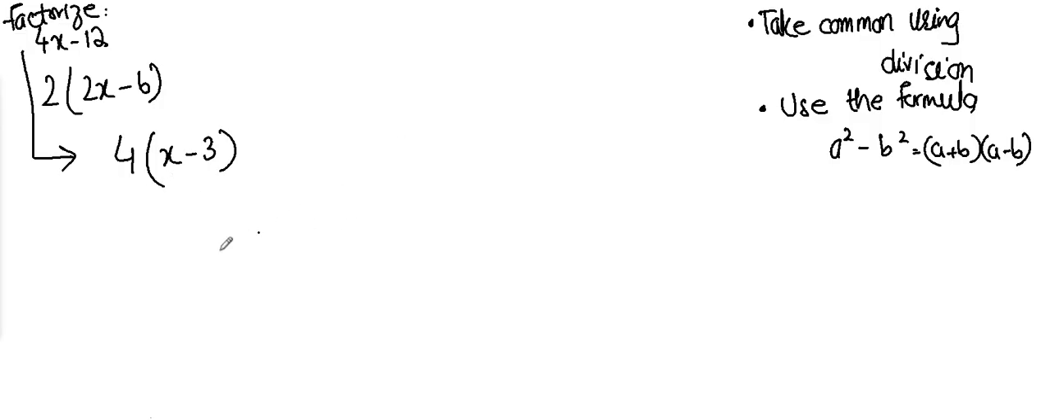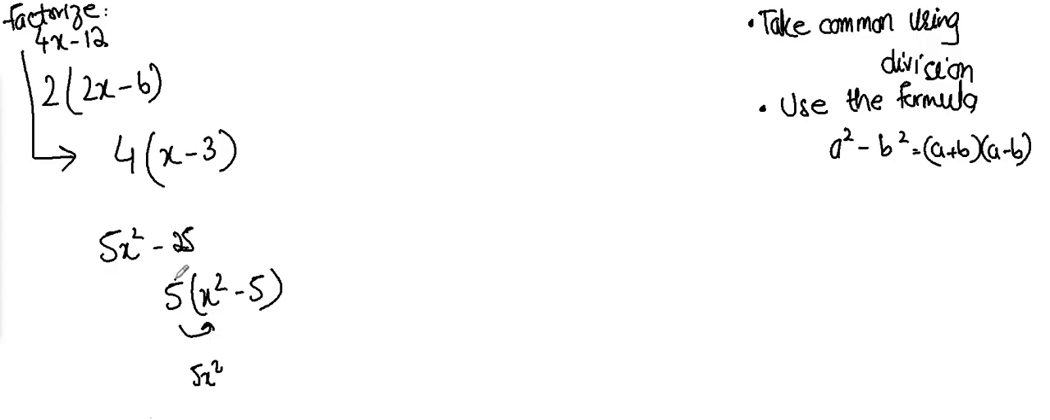Right? Okay. Let's take another example. 5x squared minus 25. What can be taken as common? Yes, 5. Can we take x squared common? No, we cannot, because x squared is not present in both terms. So we cannot take x squared as common, right? 5 times x squared minus 5, because if we multiply 5 by x squared, we get 5x squared, and if we multiply 5 by minus 5, we get minus 25, right? So it is working both ways.